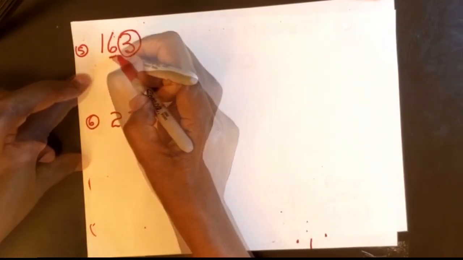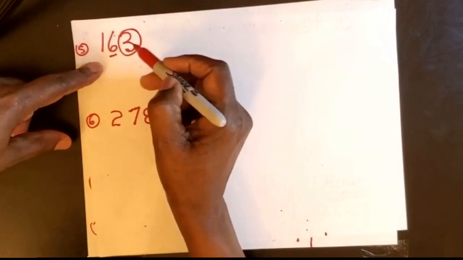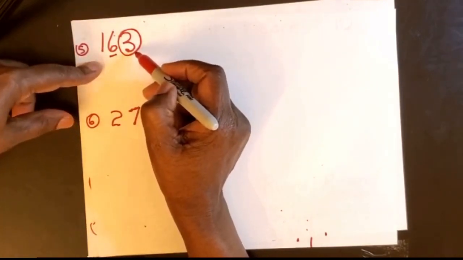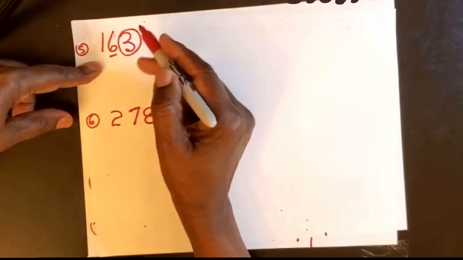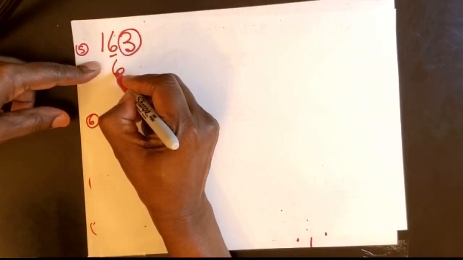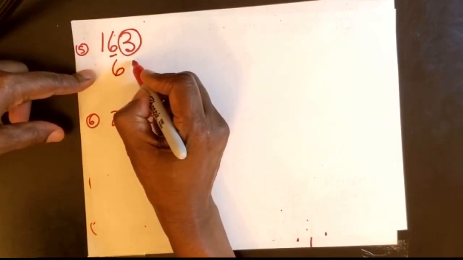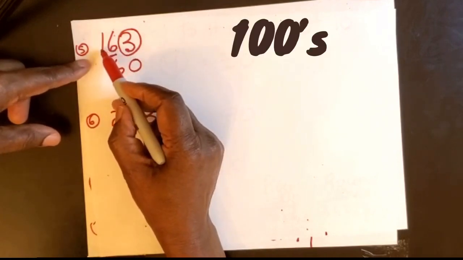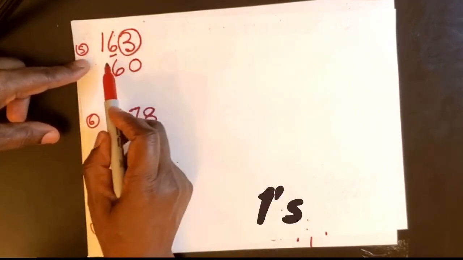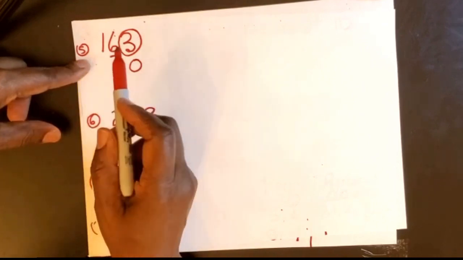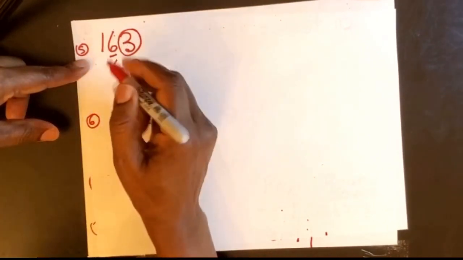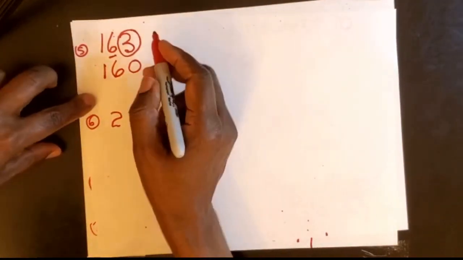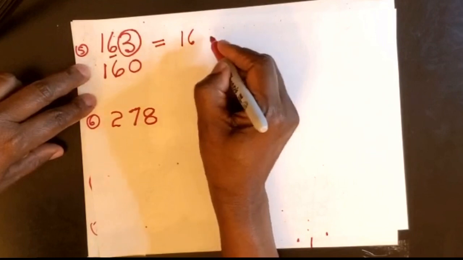Now you're rounding the 6 to the nearest 10, so you look at the 3. Does 3 allow you to round up or does it allow you to round down? 3 allows you to round down, so I take down the 6, remember, don't add anything, and my 3 becomes a 0. Now this is hundreds, tens, and ones. I am not rounding to the hundreds, I'm not interfering with my hundreds place, so all I do is take it down. Good. So 163 to the nearest 10 is 160.